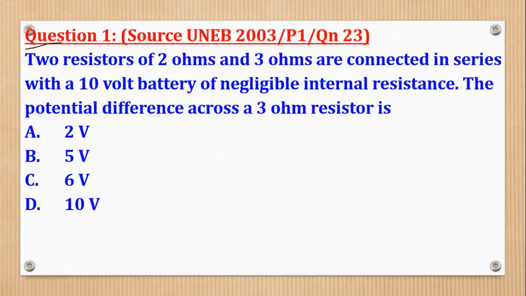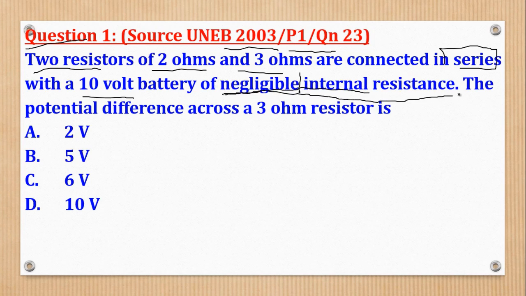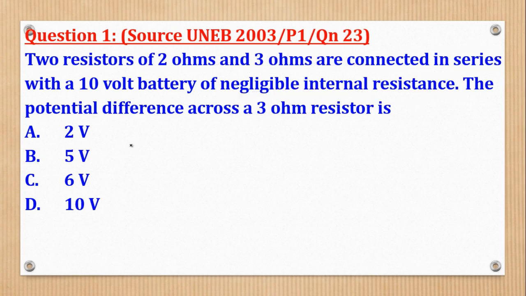Now we shall go to question 1. Question 1 came from UNEB 2003, paper 1, question 23. It says, two resistors of 2 ohms and 3 ohms are connected in series with a 10-volt battery of negligible internal resistance. This word internal resistance, we have not yet known what it means, but the good thing is they have said it is negligible, so we neglect it. We shall see what it means in the next video. The potential difference across the 3 ohm resistor is, so they want you to get the potential difference across the 3 ohm resistor.